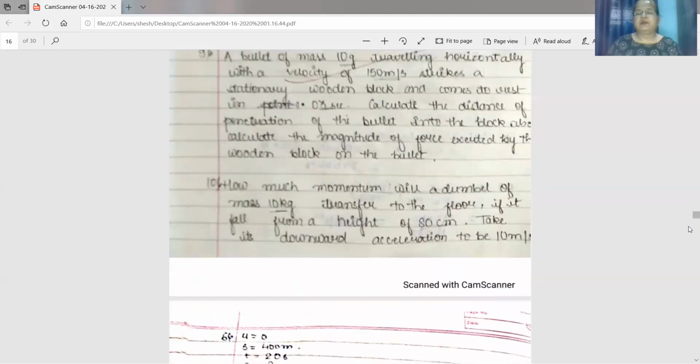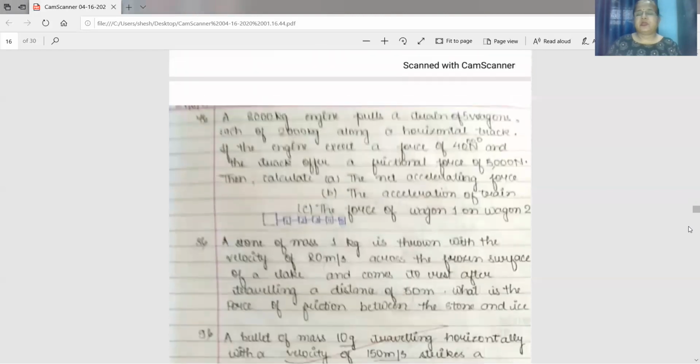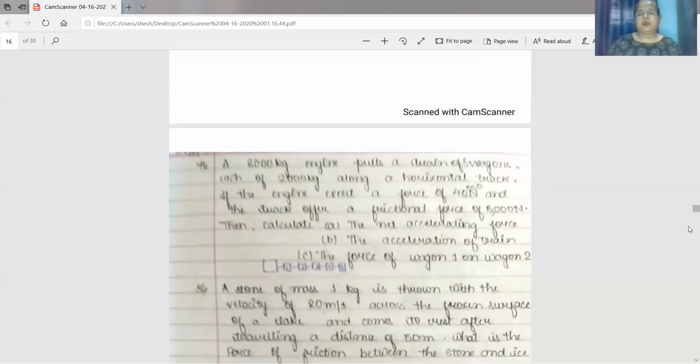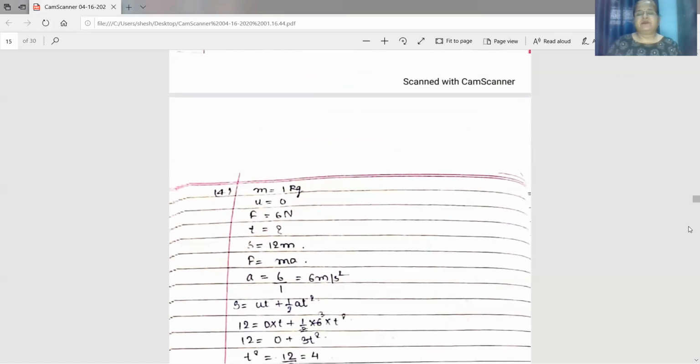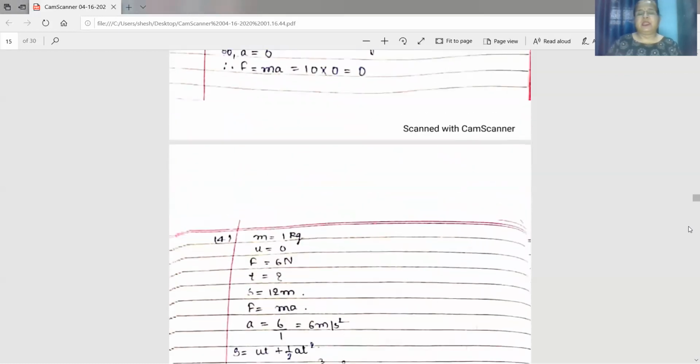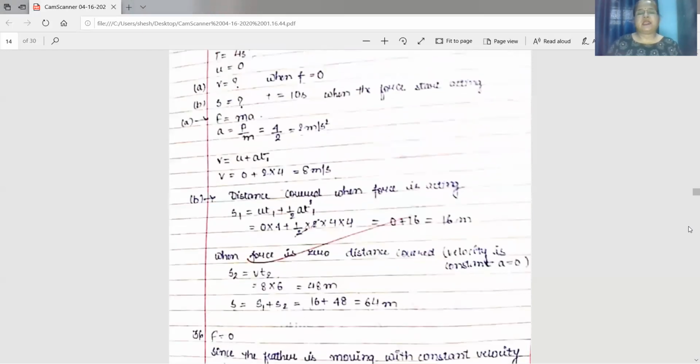Now write down 2 questions as homework. First one, state Newton's first law of motion. Number 1: A, state Newton's first law of motion. B, Newton's second law of motion.